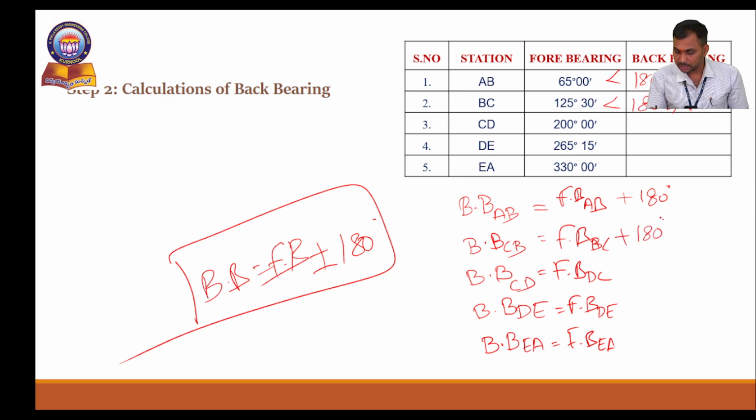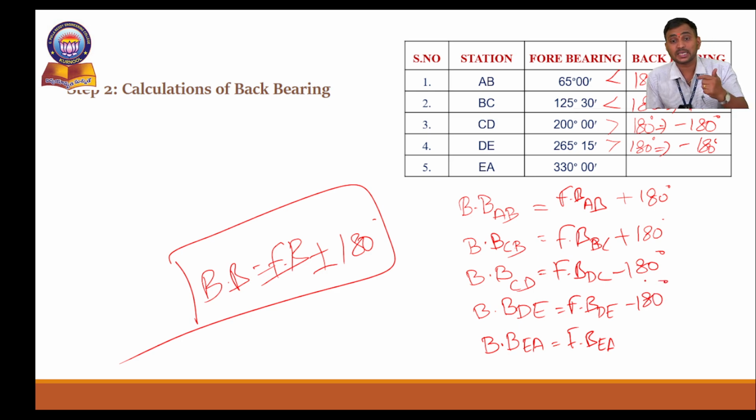Plus 180 degrees. Next, what is the back bearing of CD? It is the fore bearing of CD. What is the fore bearing? 200. It is more than 180 degrees, so then we have to provide minus 180 degrees. Next, what is the fore bearing of DE? It is 265 degrees. Here also it is more than 180 degrees, so we have to provide minus 180 degrees. Okay. Next, what is the fore bearing of EA?